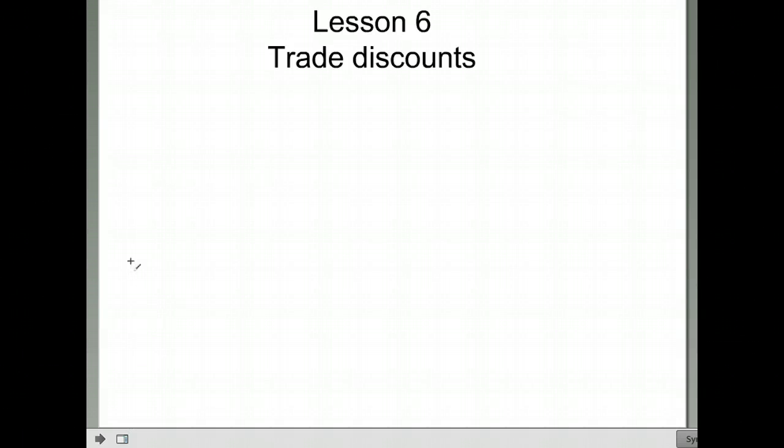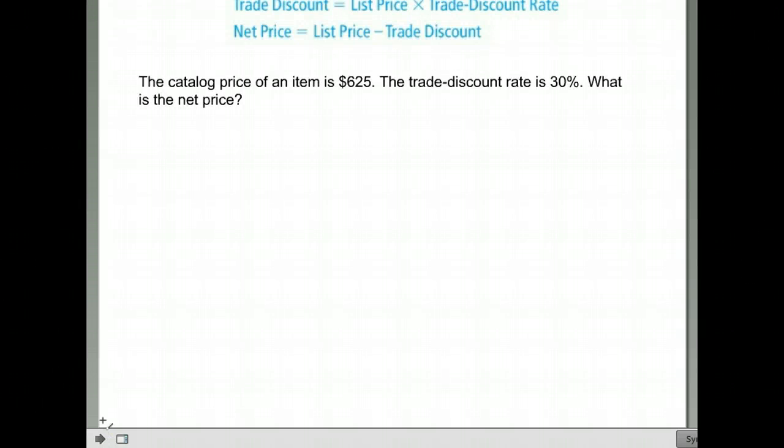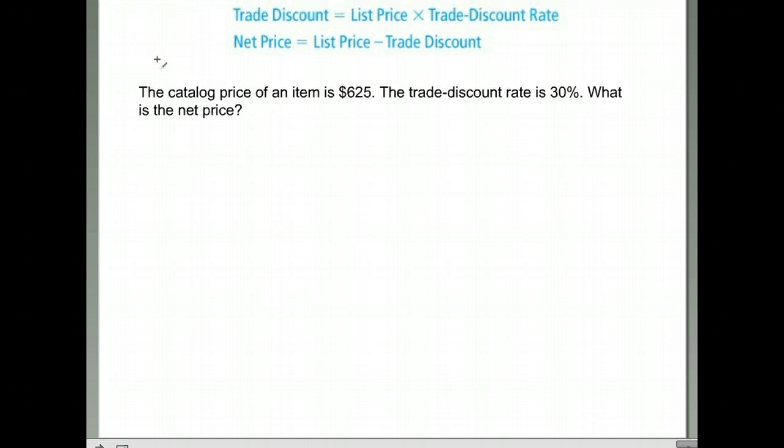Okay, we are going to talk about trade discounts here, so let's get started. We have some formulas up there at the top. Okay, a trade discount is a discount that someone gets when they're in the business.